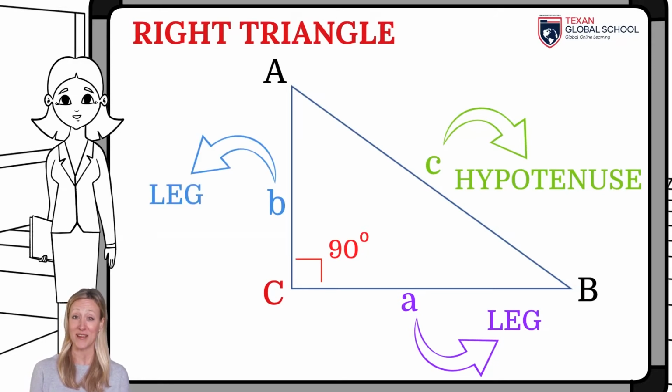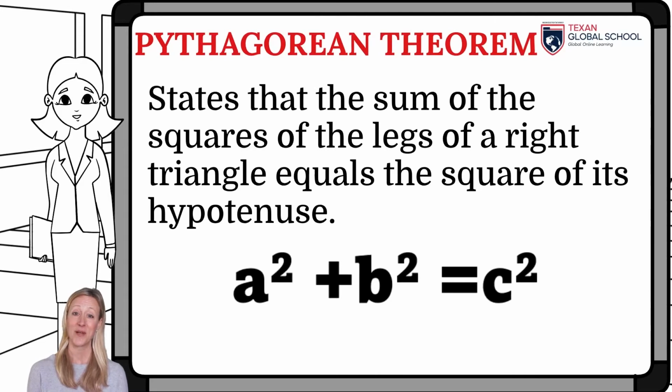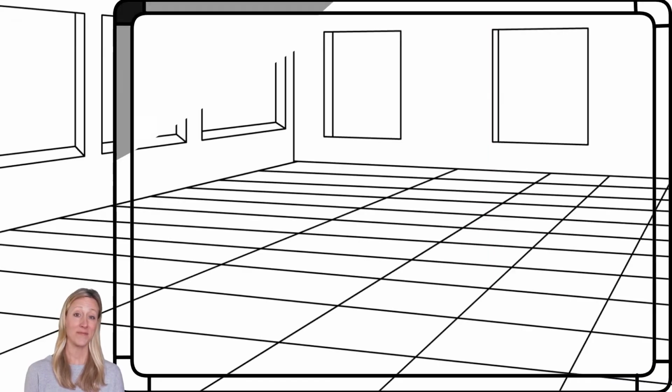It is important to note that the hypotenuse is the longest side of the right triangle. The Pythagorean theorem states that the sum of the squares of the legs of a right triangle is equal to the square of its hypotenuse. Algebraically, it is represented as shown on the blackboard.